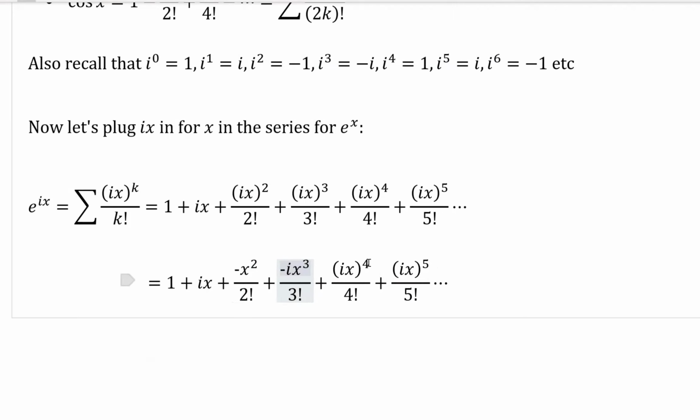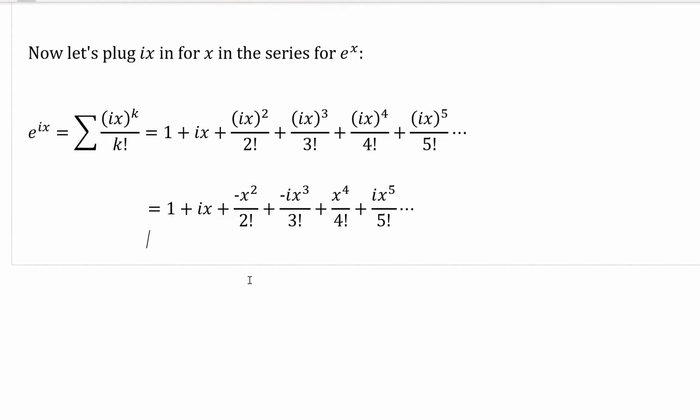Next term, we'll have an i to the fourth, and i to the fourth is 1, so actually I can just ditch the i altogether. Next one would have an i to the fifth, which is the same as i. So it's just i x to the fifth. All right. So the next step is to group the real and imaginary parts, because the real parts are every other term. So those are those.